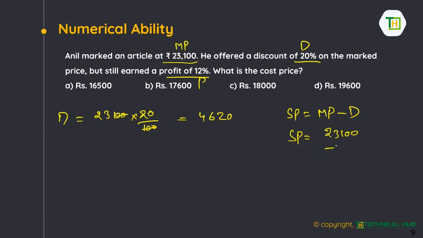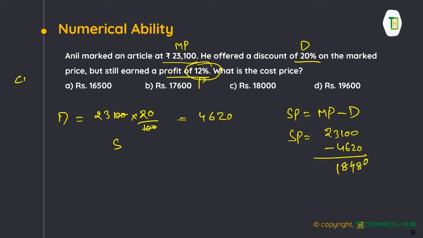Therefore, selling price is 23,100 minus 4620. Selling price is equal to 18,480, and given that still he earns a profit of 12%. Here the profit is 12%.